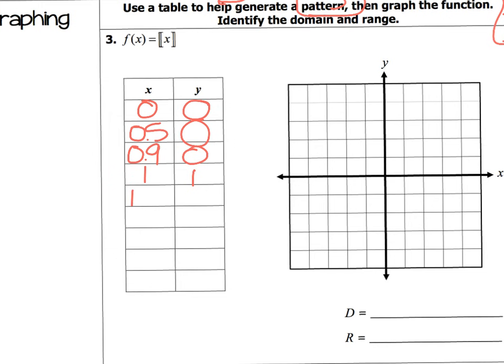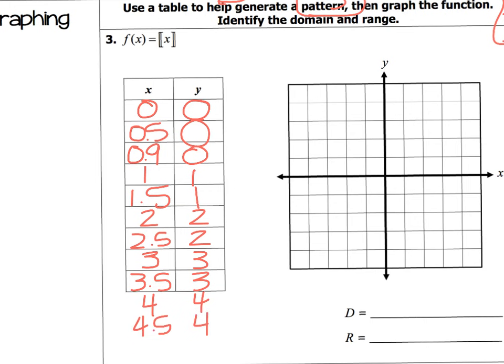Now what if we had 1.5? We round that down to 1. What if we had 2? Well, that is 2. The greatest integer is 2. 2.5, we round that down to 2. 3, we round it down to 3. 3.5, we round it down to 3. 4 would just be 4. 4.5 would be 4. All right, so you kind of see a pattern here.